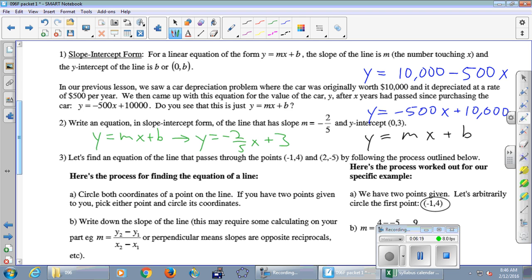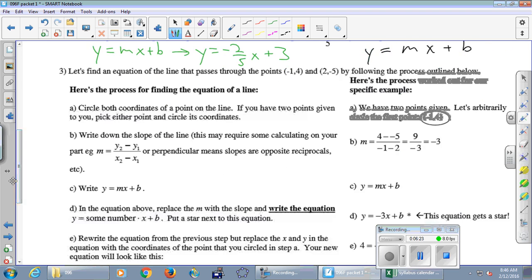Easy? Okay, they get a lot tougher. Let's take a look at number 3. Let's find an equation of the line that passes through the points (-1, 4) and (2, -5) by following the process outlined below. First, do you guys buy it? Just imagine plotting 2 points. Doesn't even have to be those specific ones. How many lines connect those 2 points? 1. So there's a unique answer at the end of this problem because there's just a single line that connects the 2 points. The question is, what is the equation of that line?